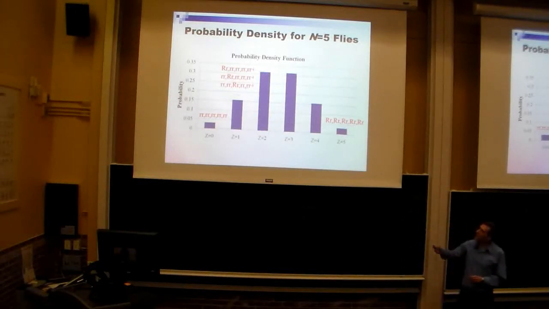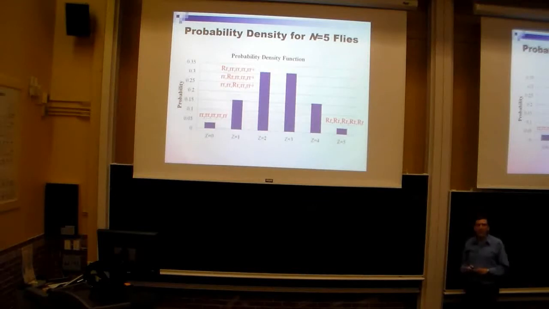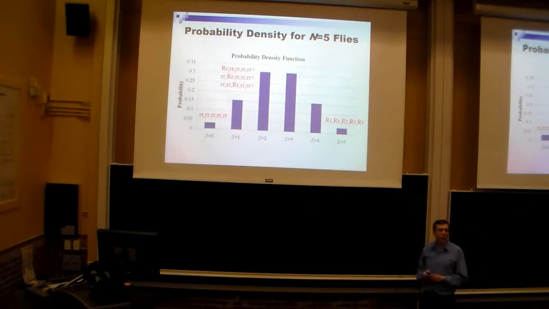It gets a little messier for z equals 2. I'll just tell you that that will come out to 10 possible outcomes. So we get 10/32, and then the other cases are symmetric: 10/32, 5/32, 1/32. But generally, we're not going to want to work this out by hand. We're not going to want to have to go through this manually for harder examples.